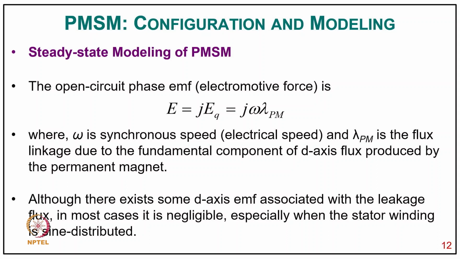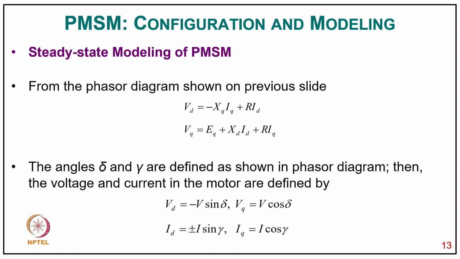Although there exists some D axis induced EMF associated with the leakage flux, in most cases it is negligible, especially when the stator winding is sinusoidally distributed. And from the phasor diagram of the previous slide, we can say Vd equals minus Xq Iq plus R Id, and Vq equals Eq plus Xd Id plus R Iq.